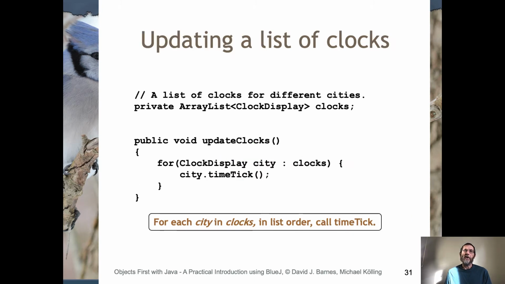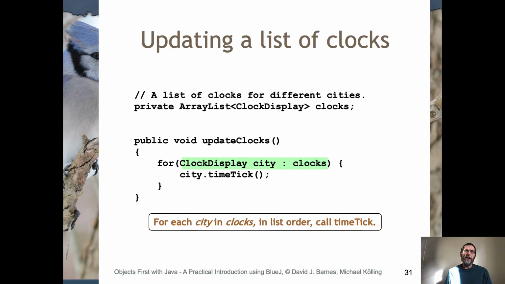Let's have a look at another example. Suppose a business organization wants to know the time of day in various cities around the world, and they have an array list of clock display objects, one clock display object for each city that they're interested in. As time passes, we want to ask each of those clock display objects to tick on to the next minute. And that's a process we'll want to repeat over and over again throughout the course of a day. But each time it's time for one clock in the list to tick on, we want every single clock in the list to tick on.